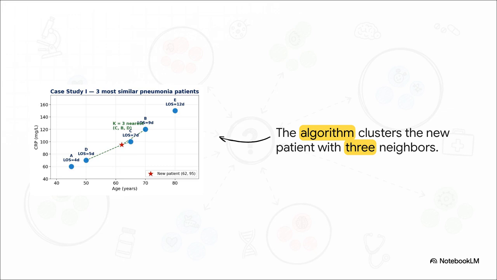And here is the visual proof of our math. See how our new patient is right in the middle and they mathematically cluster right together with those 3 closest matches? The algorithm completely ignored the other patients because they were just too far away on the graph to be relevant to this specific diagnosis.